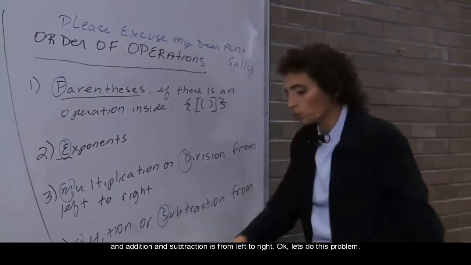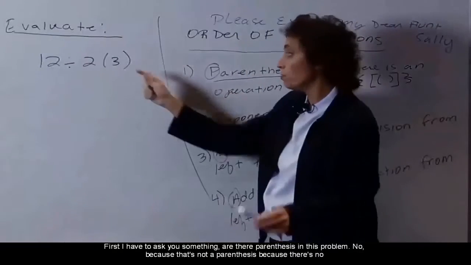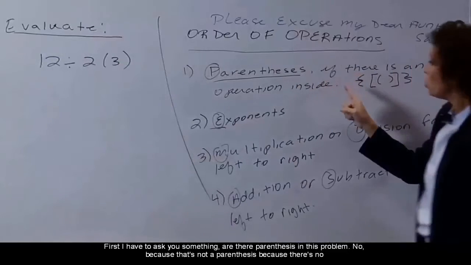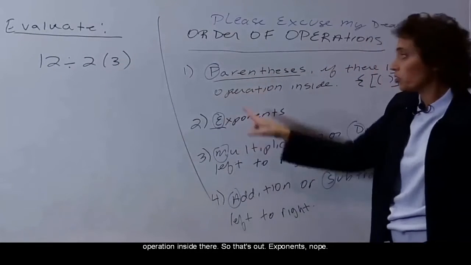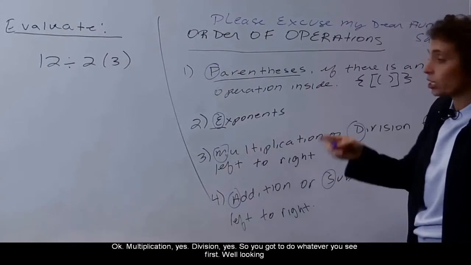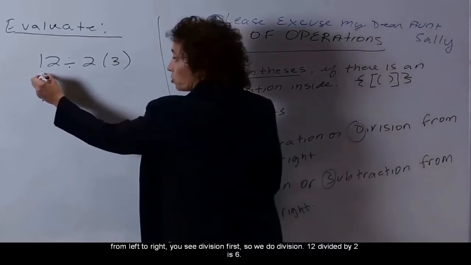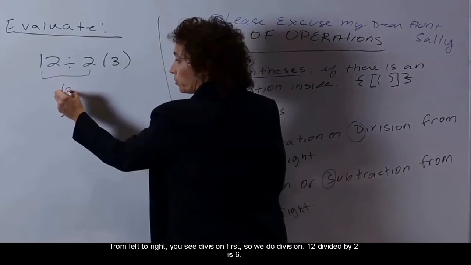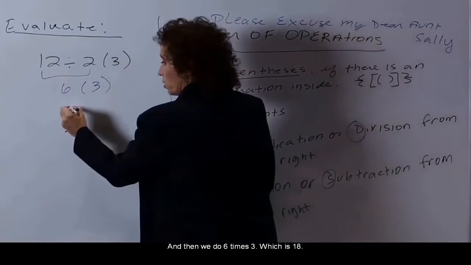Okay, so let's do this problem. You first have to ask yourself, are there parentheses in this problem? Nope, because that's not a parentheses, because there's no operation inside there. So that's out. Exponents? Nope. Okay, multiplication, yes. Division, yes. So you've got to do whatever you see first. Well, looking from left to right, we see division first, so we do division. 12 divided by 2 is 6. And then we do 6 times 3, which is 18.